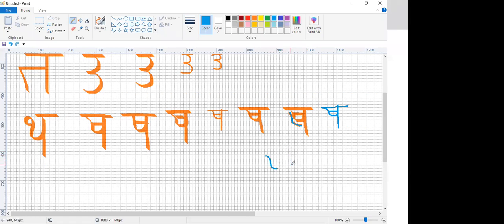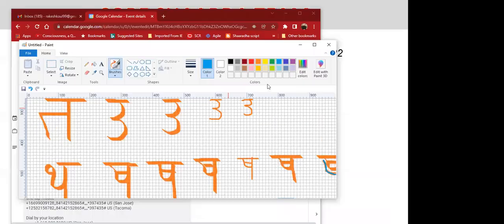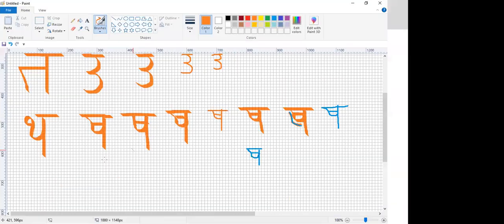There is a common mistake which students do: because I told them a curve, they sometimes do like this. No, that is like a year type of thing. Not so big. Don't make that belly out. The belly is in here. See, it's slightly in. Then you come here, a slight curve. This is Th. This should actually touch the Shirorekha.